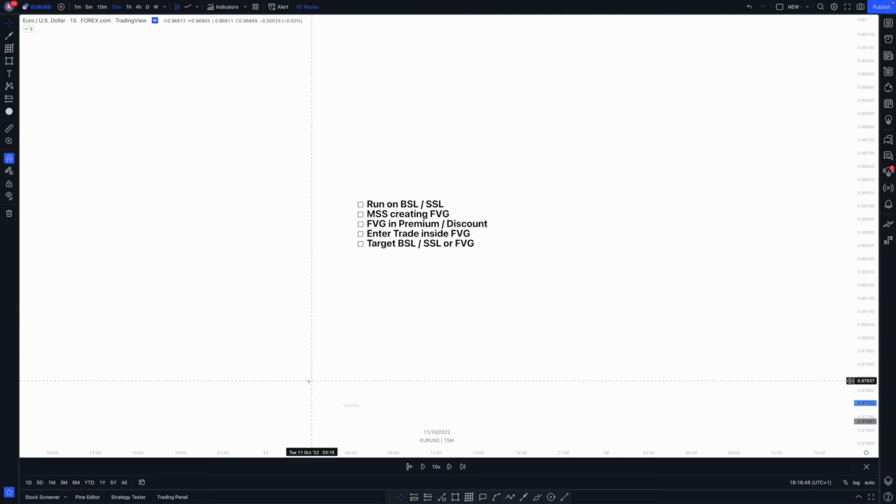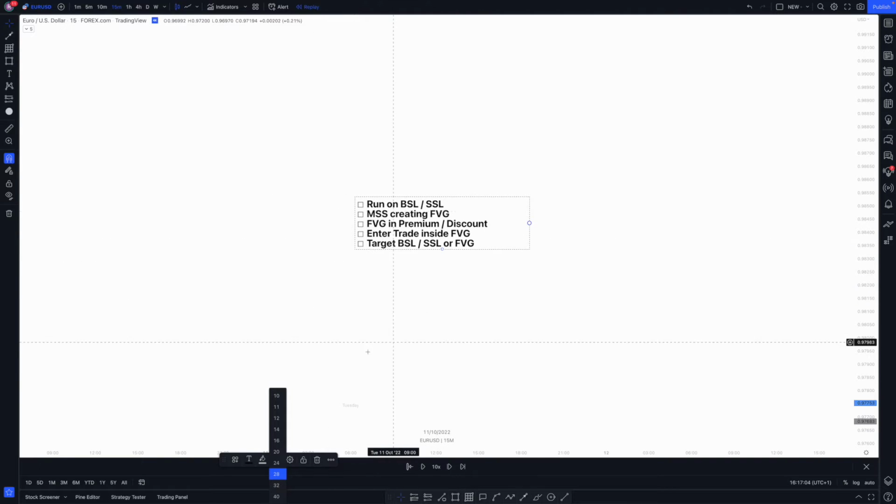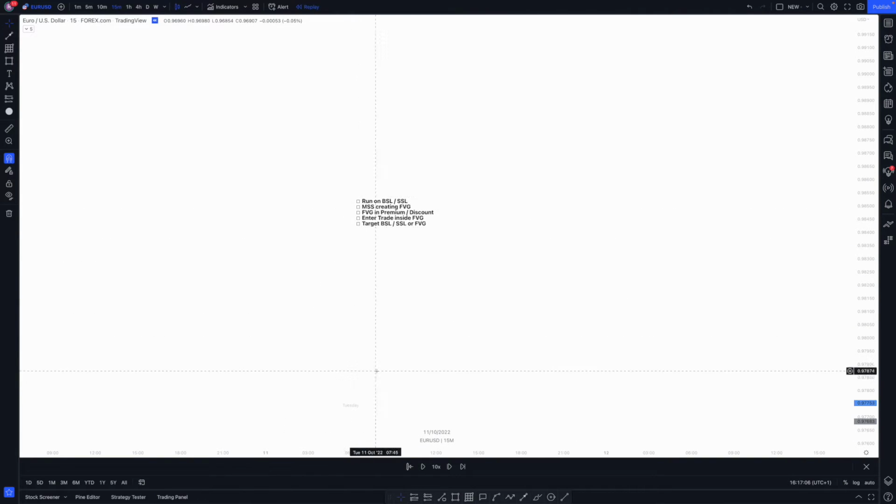One of the most important things that you will need to know is where you need to target. You will want to target buy side liquidity or sell side liquidity, and you can also target fair value gaps in the direction that you are trading in. So that's the overall idea of the trade checklist, a really simple one, and if you go through the charts you'll notice that it does work.